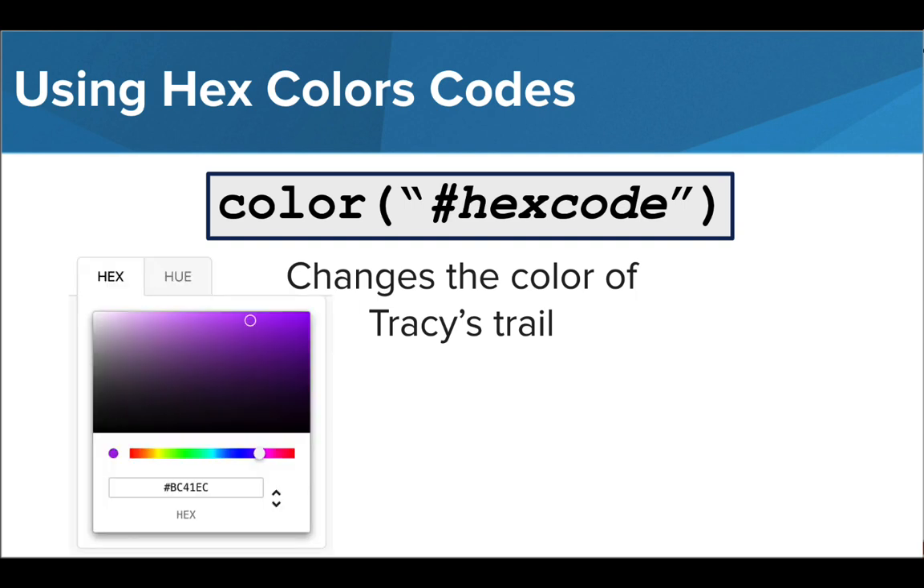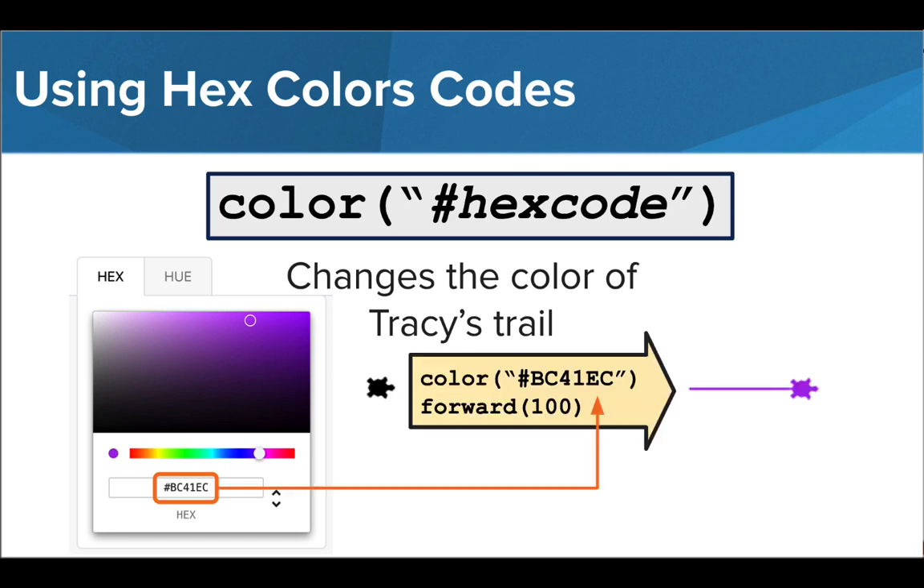We will use a color picker that will allow us to find a color we like, and it will generate the corresponding hex color code for us. We can then use this code in our color command to have Tracy draw with the chosen color. An important note is that we need to include the hash or pound symbol along with the numbers and letters in the code, and this whole code needs to be inside quotation marks, just like our color names need to be.